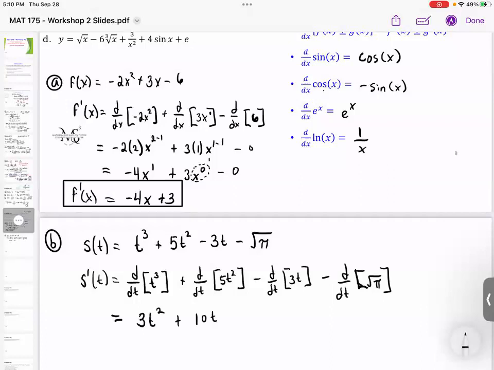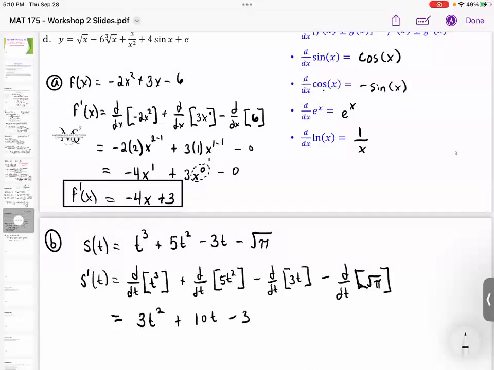Now, what is the derivative of 3t? It will be minus 3. That's right. The derivative of 3t is 3, but because we have the minus sign in front, we know that it's going to be minus 3.